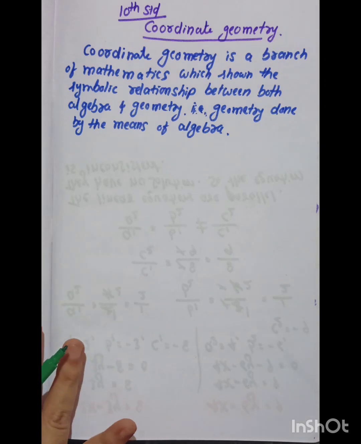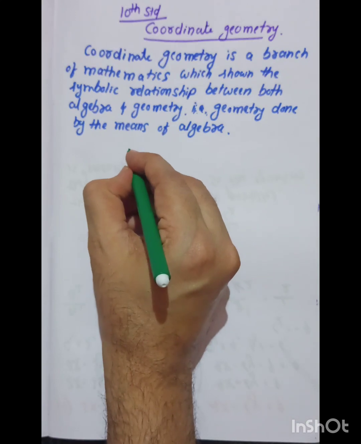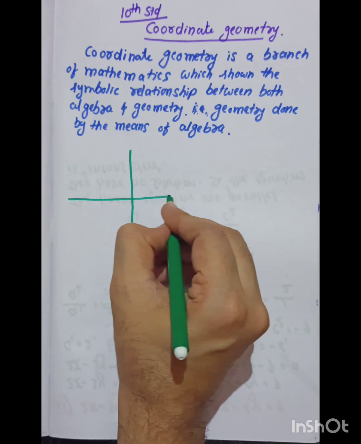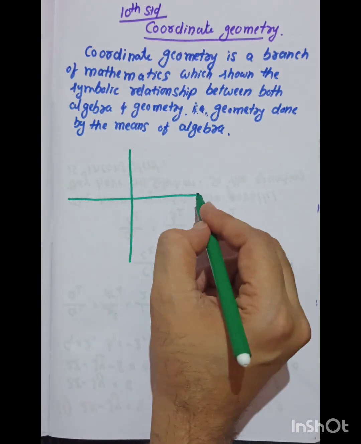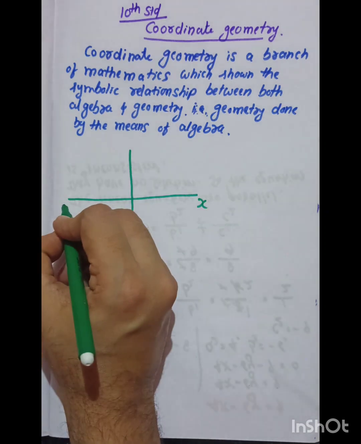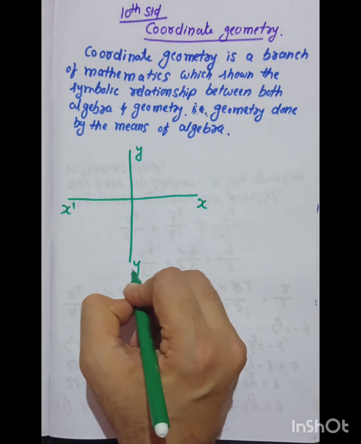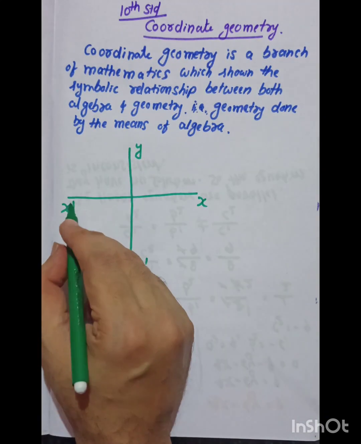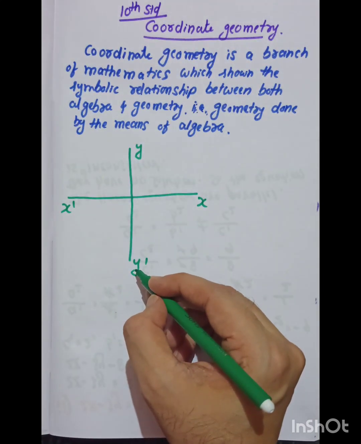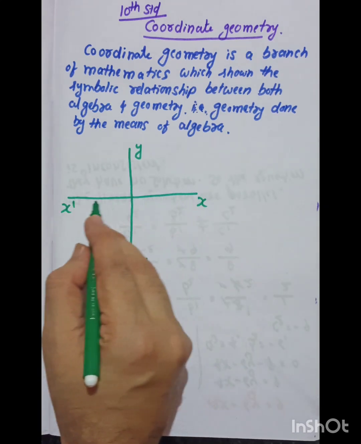Let's learn some basic items about coordinate geometry before going to the exercises. Now I will draw. As you know, we are using this plus type of mark while doing graphs. So it is x, it is x dash, and it is y, and it is y dash. These are the basic items. It is the horizontal axis and it is the vertical axis. So the x axis is called the horizontal axis.